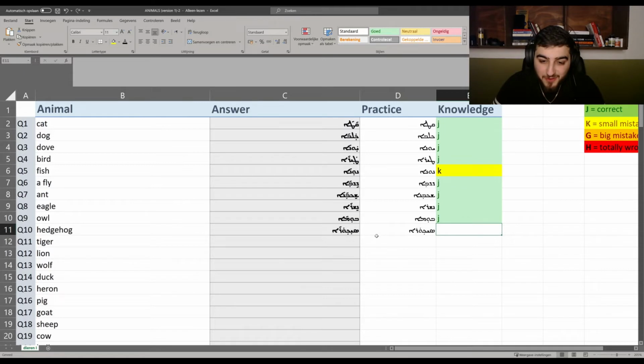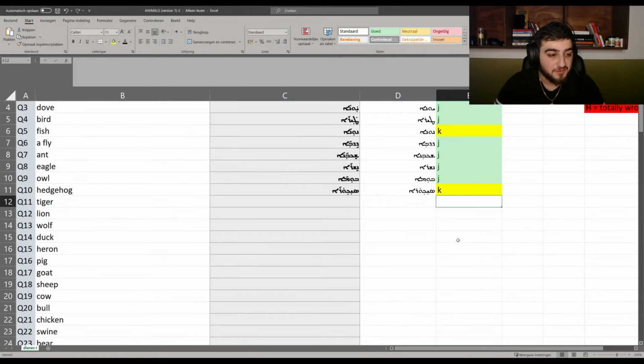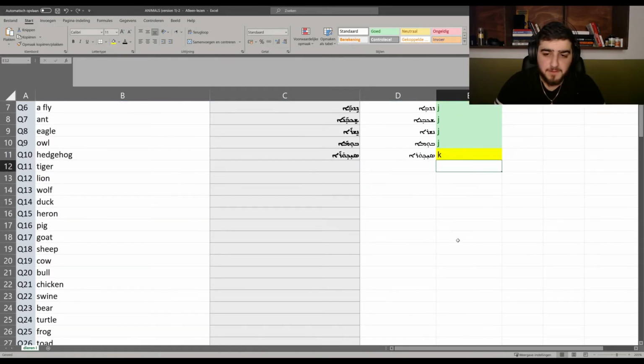This one. Sikhora. I forgot the dot beneath the yud. There should be like a dot here. Yeah. So small mistake. Sikhora, which is hedgehog. Okay. I'm just gonna repeat the same piano song here. 10 more. Let's do it.